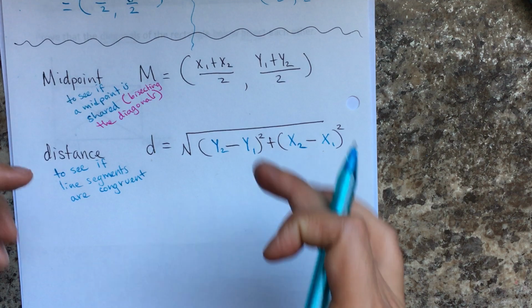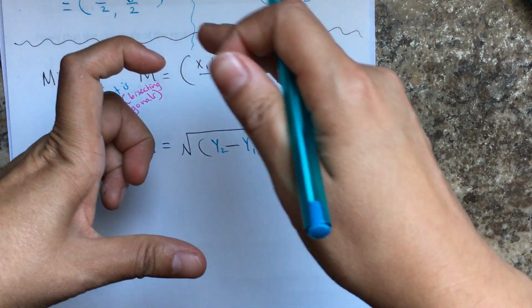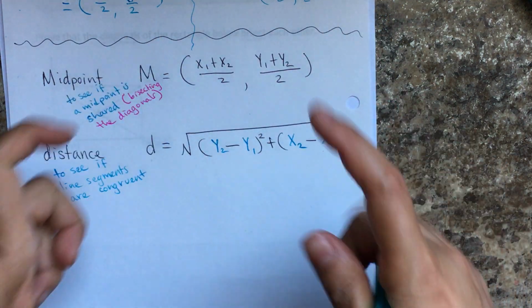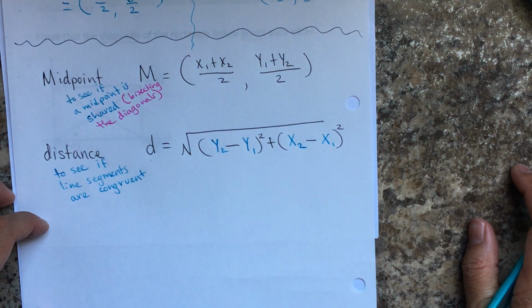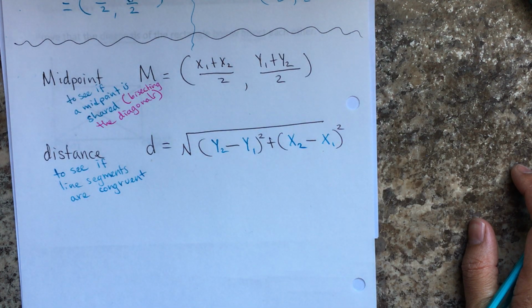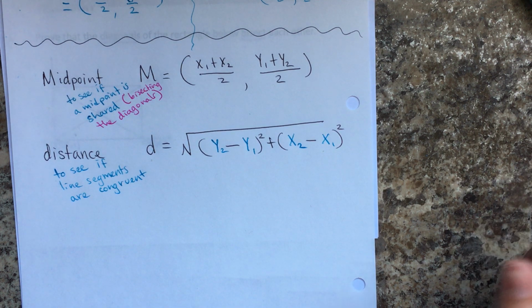For example, in rectangles, opposite sides are congruent. In squares, all four sides are congruent. In rectangles and parallelograms, opposite sides are congruent. So those are the kind of things that you can see with the distance formula.